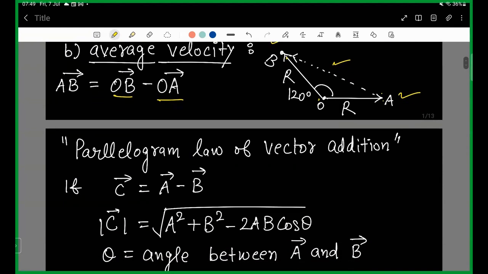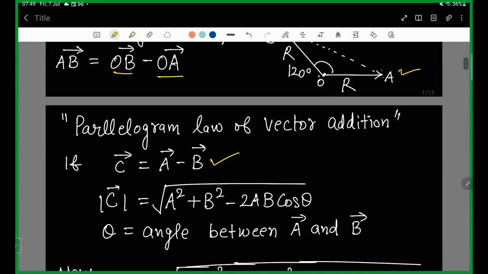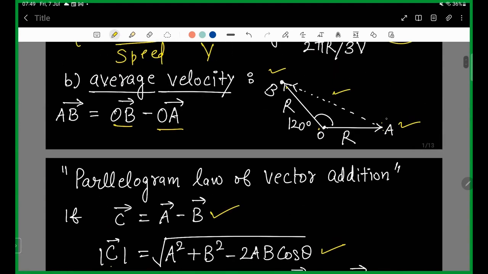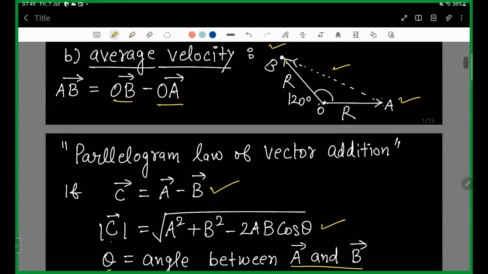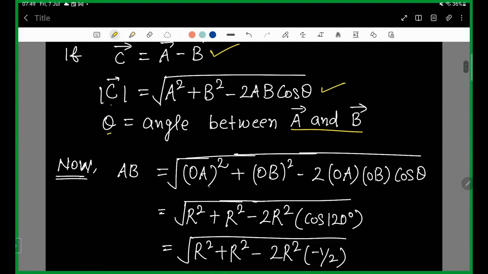So the vector addition law says if your C vector equals A vector minus B vector, and you want to find the magnitude of C vector, then the magnitude of C vector is under root of A square plus B square minus 2AB cos theta, where theta is the angle between A and B. So similarly, here I want to find AB. So what will be my formula? My AB will be under root of OA square plus OB square minus 2 OA OB cos theta. And theta is the angle between my initial line and the final line, or you can say initial position vector and the final position vector.